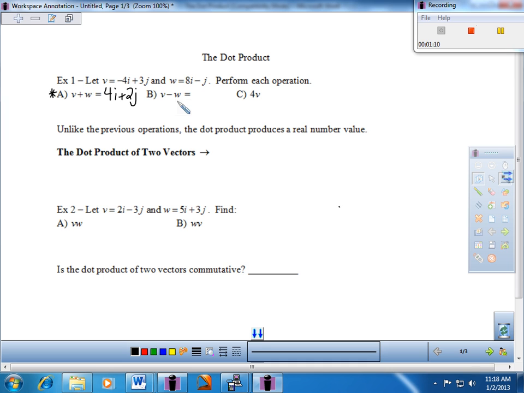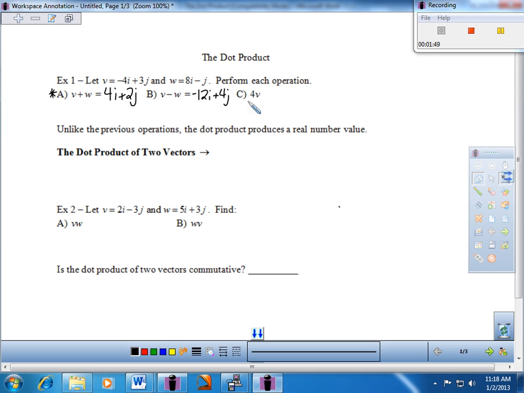But basically it's the same thing there. You would just combine the horizontals and the verticals, this minus this, so negative 4i minus 8i, so I'm getting a negative 12i, and then 3j minus negative 1j. So how about something like this?